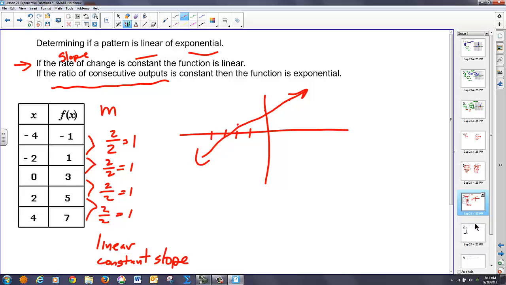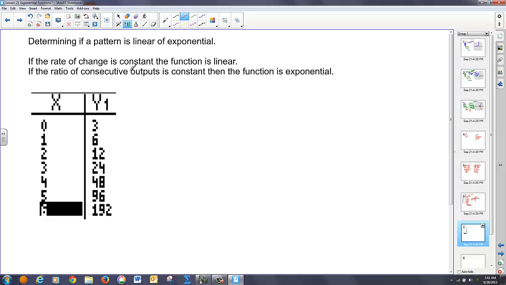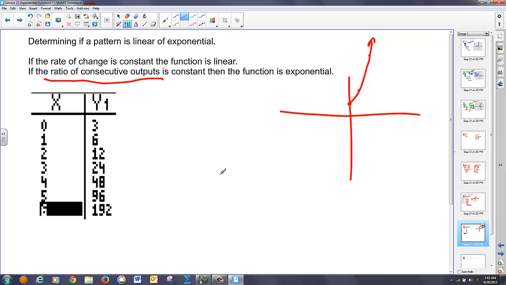Now, again, looking at the naked eye of this chart here, we'll see this appears to not be linear. If I go 0, 3, 1, 6, 2, 12, 4, 48. It's off the page. It appears to be rising quite sharply. So it could be exponential, but we have to make sure that this ratio of consecutive outputs is constant. Let's go through and calculate slopes first.